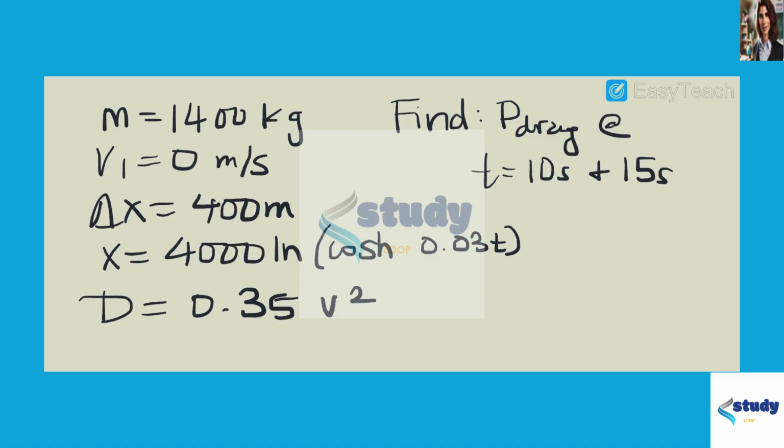And the drag function is given by this equation here, where drag is equal to 0.35 times the velocity squared. So it is a function of velocity. What we're asked to find is the power dissipated by drag at time equal to 10 seconds and 15 seconds.